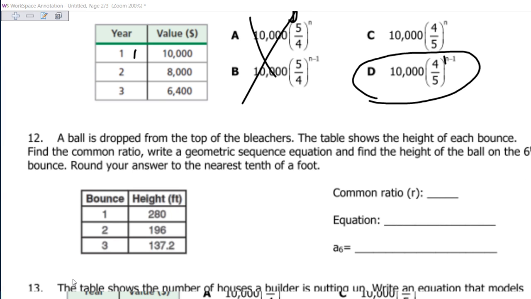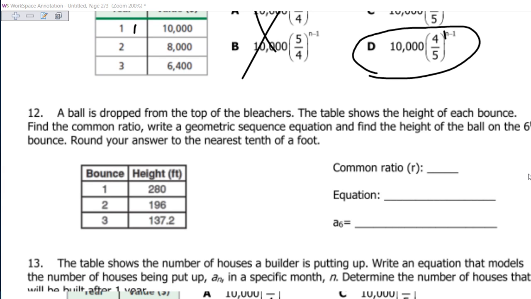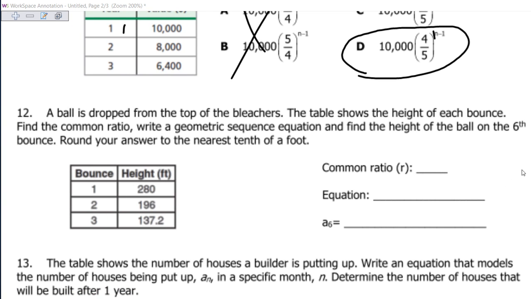Now on to number 12. So, a ball is dropped from the top of the bleachers. A table shows the height of each bounce. Find the common ratio, write a geometric equation, and find the height of the ball on the 6th bounce. Okay? Round your answer to the nearest 1/10 of a foot.